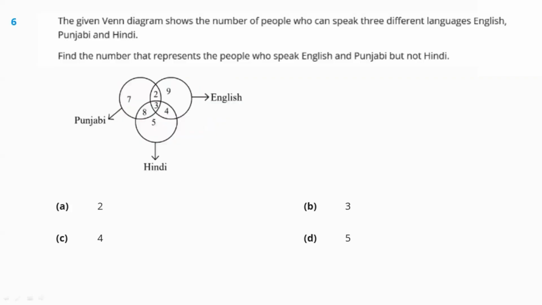Next, the given Venn diagram shows the number of people who can speak 3 different languages: English, Hindi, and Punjabi. Find the numbers that represent the people who speak English and Punjabi, but not Hindi. So this is Punjabi, this is English. Who can speak Punjabi as well as English? It is 2. Only 2 can do that. So 2 is the correct answer because 2 is the only one present in the circle of Punjabi as well as English. So option A, that's 2, is the right answer.